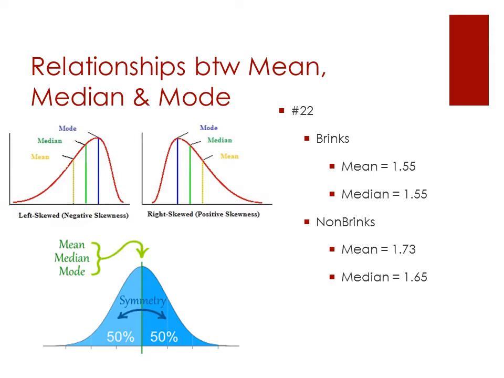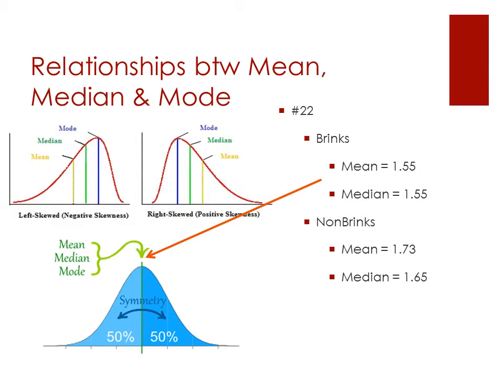Okay, now, our last part here is looking at the relationships between the mean, median, and mode. So let's take a look at these two data sets, and again, let's look and determine what kind of shape of distribution we're looking at here. So pause the video for a moment, and then go through and look at both the mean and median for Brinks and the mean and median for the non-Brinks, and tell me what shape of the distribution we're looking at here.